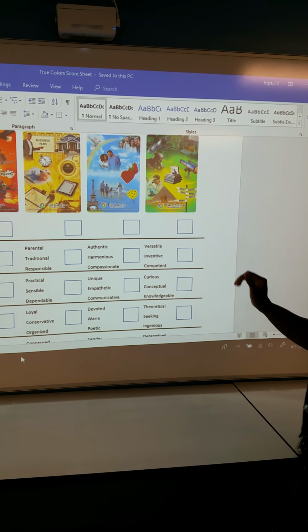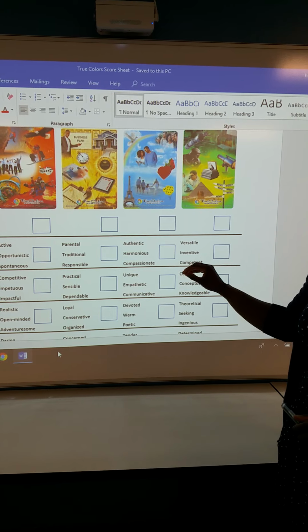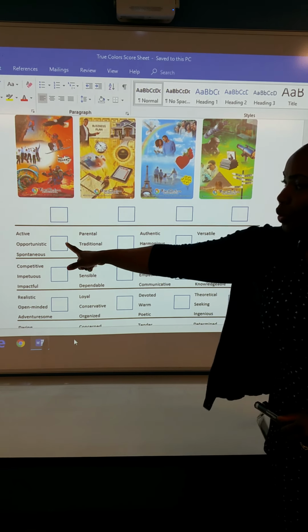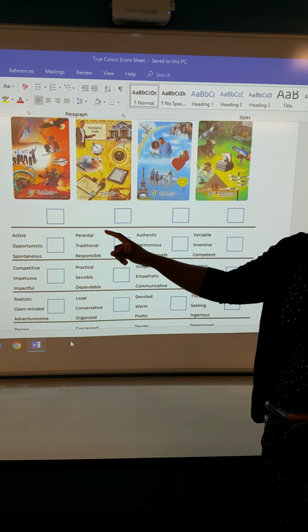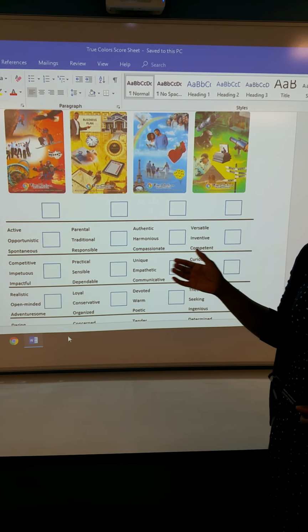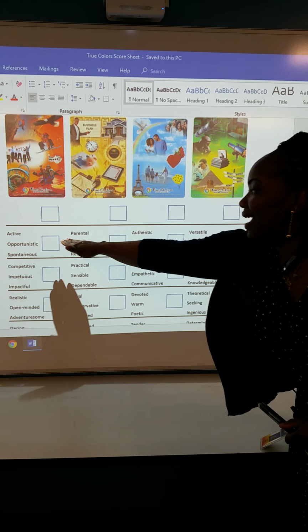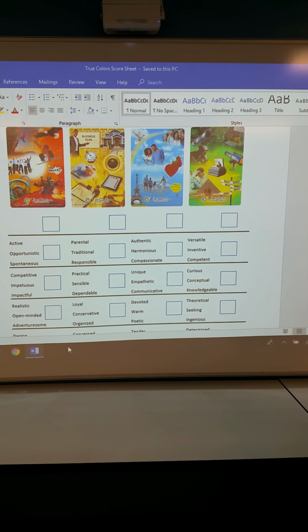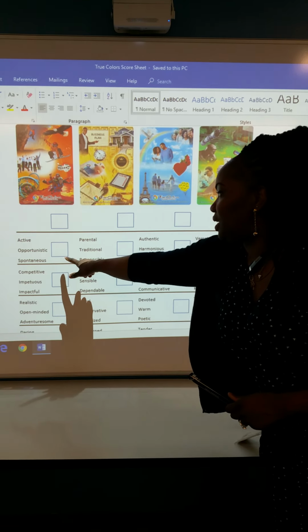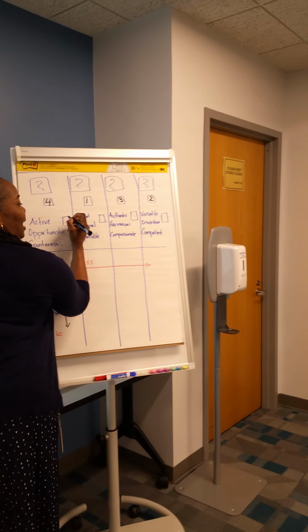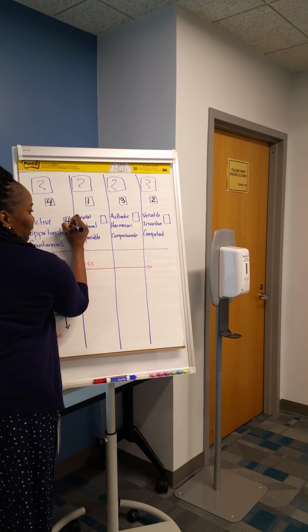Now you may see some words that you like more than others. You might find that you like 2 words from one cluster and 1 word that best describes you in another. But unfortunately, you have to pick one cluster that is most like you. So in looking at these clusters, the one that is most like me would be active, opportunistic, and spontaneous. So I will assign that a 4.